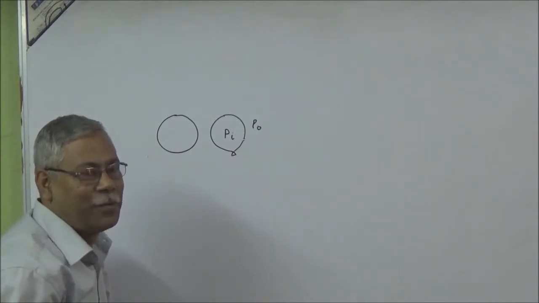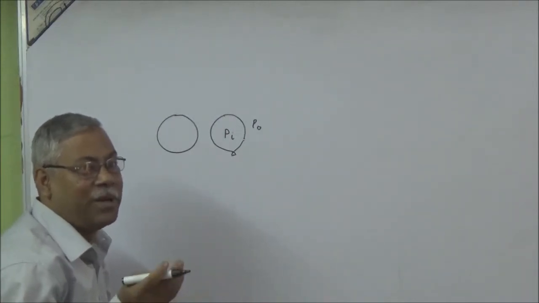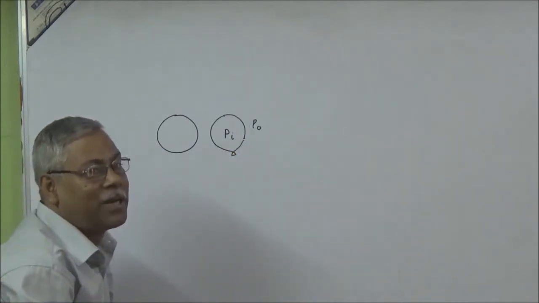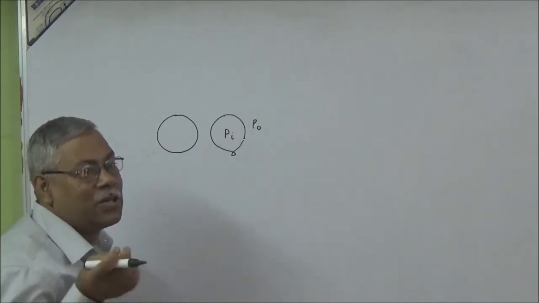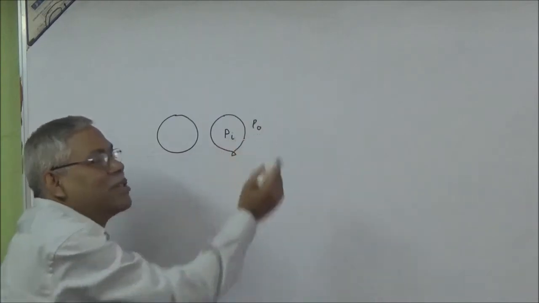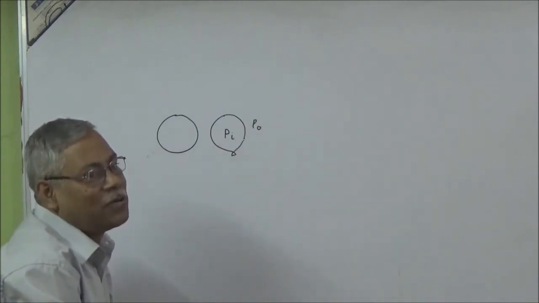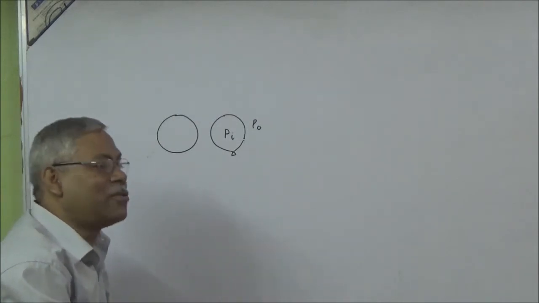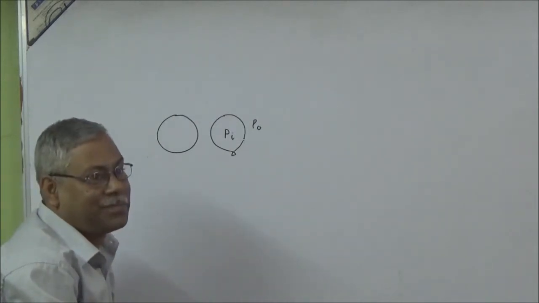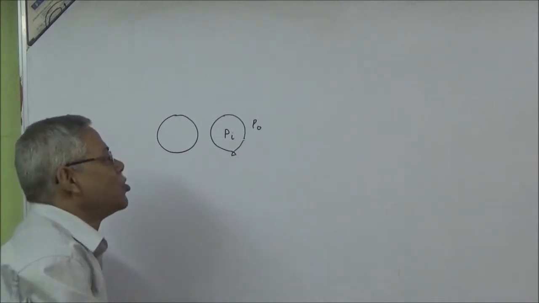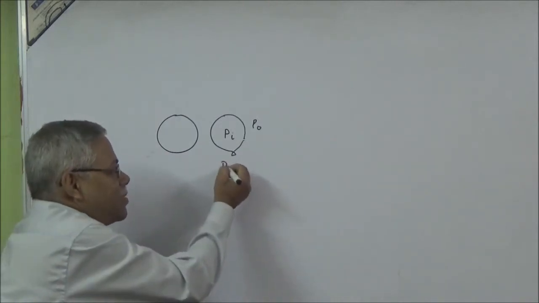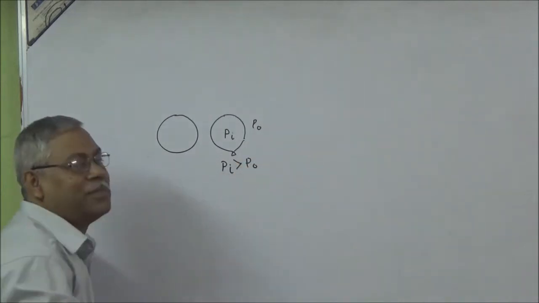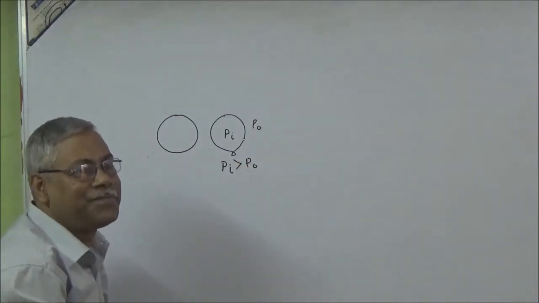Isn't it? If you have pricked the balloon and air is not coming out, in that case Pi is equal to Po. But that does not happen. Always air comes out. That means inside pressure is always greater than outside pressure. Okay. Why is inside pressure greater than outside pressure? Now that is the question. So we have come to know that Pi is greater than Po. Now why is it greater?